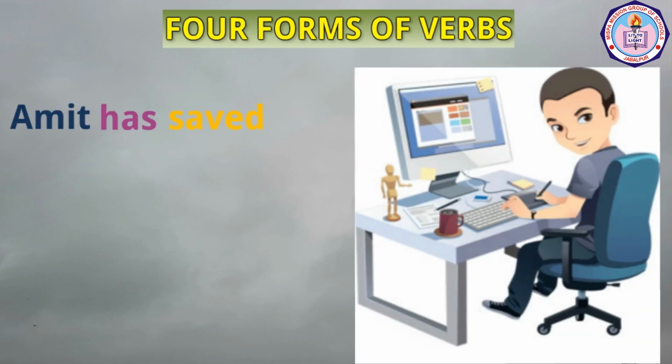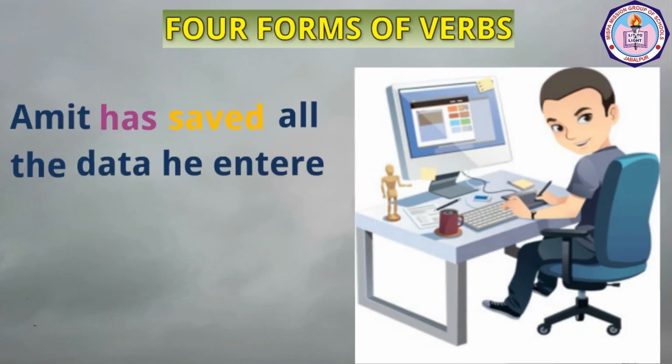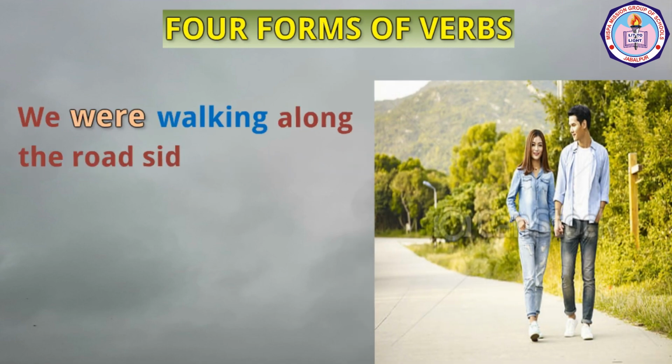Amit has saved all the data he entered. Here, has is the helping verb of the main verb saved. It is the past participle form of the verb save. We were walking along the roadside. Here, were is the auxiliary verb of the main verb walking. It is the present participle form of walk. We shall learn more about all the 4 forms of verbs when we have a detailed study of tenses.